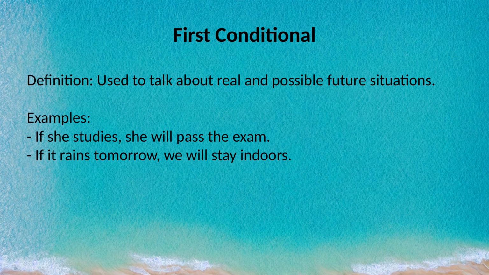Now, let's look at the first conditional. It's used to talk about real and possible future situations. For example, if she studies, she will pass the exam. If it rains tomorrow, we will stay indoors. These sentences talk about possible events that could happen in the future and their likely outcomes.